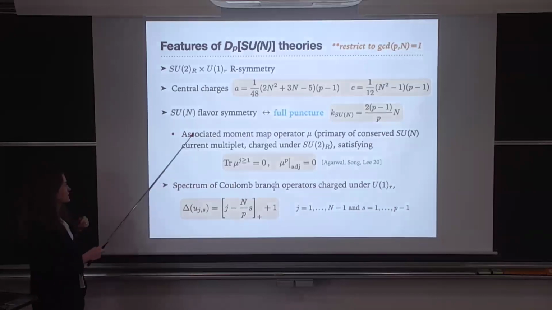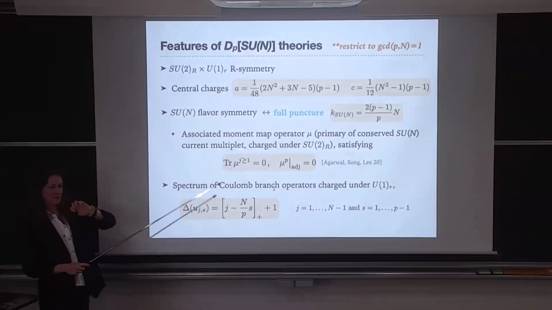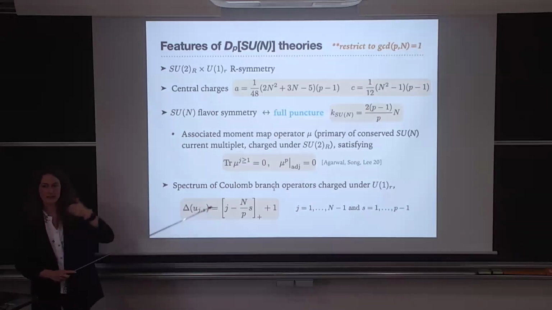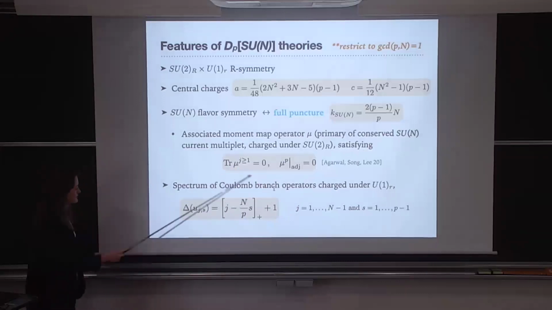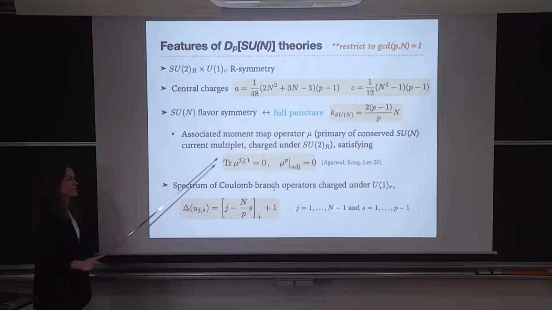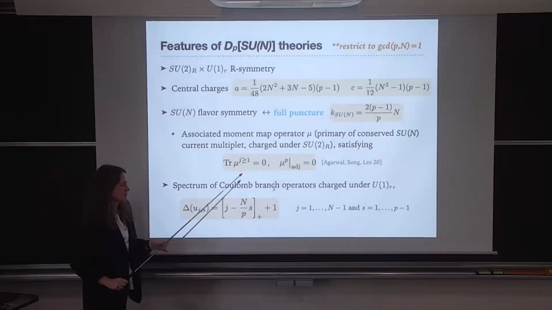Furthermore, the moment map operator associated to this SU(N) flavor symmetry, by which I mean the primary operator in the conserved current multiplet for the SU(N) flavor symmetry, is charged under the SU(2)_R symmetry, and it parameterizes the Higgs branch associated to this SU(N) flavor symmetry in the theory. This is known, by studying the Schur index, to satisfy a particular relation, so that traces of powers of this moment map operator are trivial, so that it's truncated at a maximum power. This will play a role in matching in a duality check that we'll do later. So this is the statement that the Higgs branch of these Argyres-Douglas theories is a nilpotent orbit.